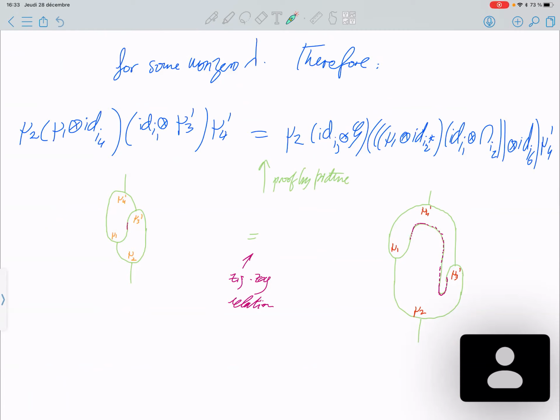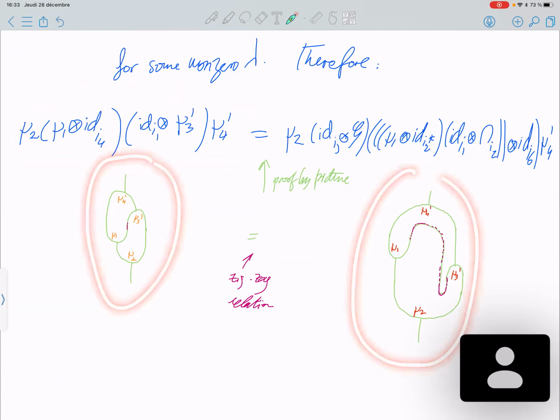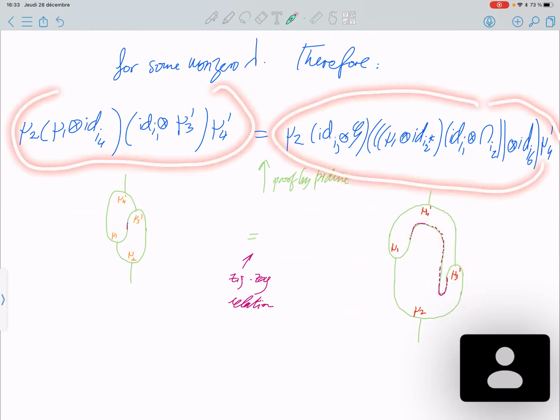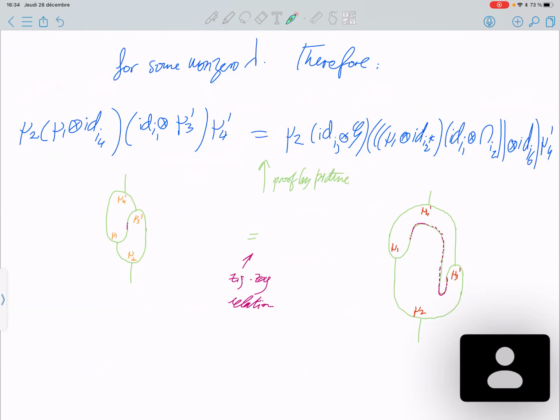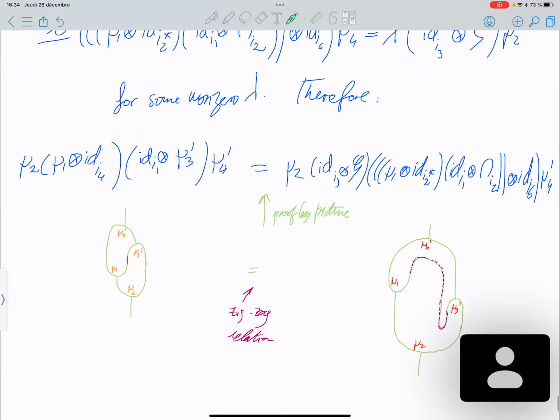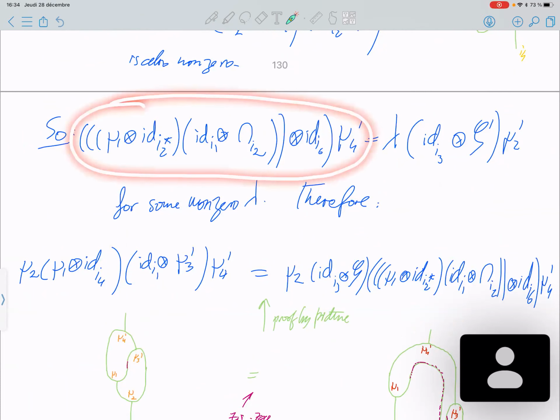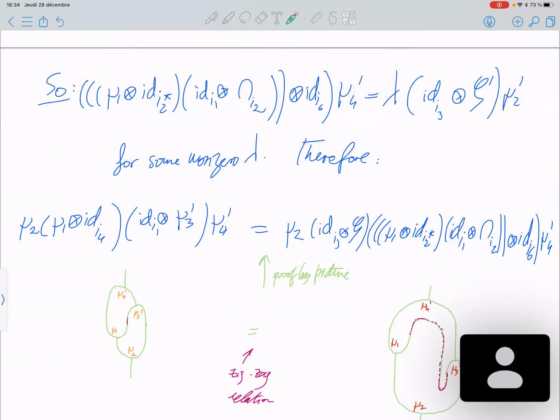It's clear that these two pictures correspond to this formula. But it's also clear that these two pictures are the same up to zigzag relation. So these two formulas are equal. But now we can apply what we proved before. This is equal to that. But this appears here. So we can replace that by that. And then what we get here is exactly the dual of that. We are done.